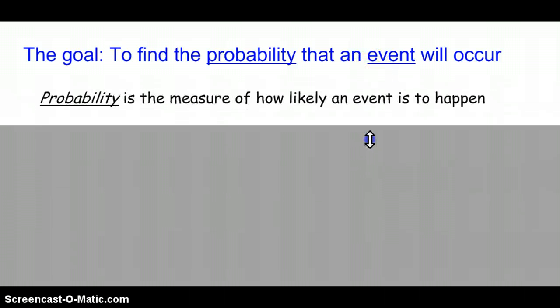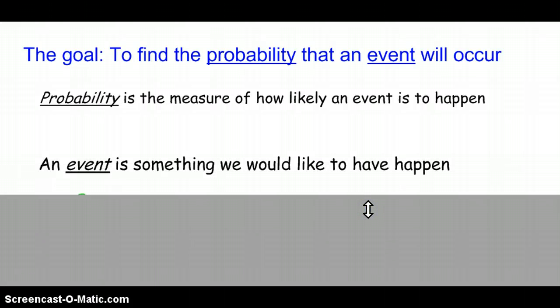Today our goal is to find the probability that an event will occur. I've underlined the terms probability and event because those are important words for us to know for today. Probability is the measure of how likely an event is to happen. How likely is it that it's going to rain today?